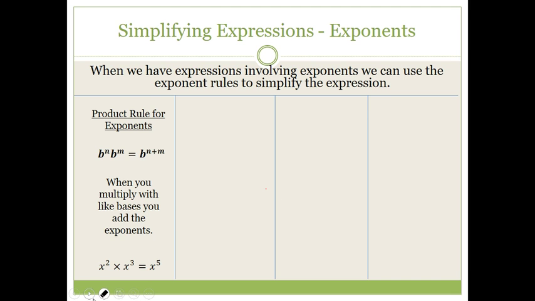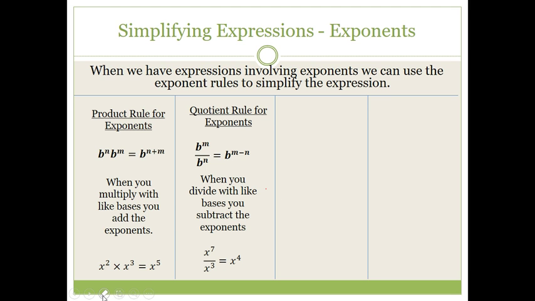The next one we're going to talk about is called the quotient rule for exponents. When we're dividing 2 exponents, like in a fraction, with the same base, we subtract the exponents. So when we're multiplying we add, and when we're dividing we subtract. But remember, this b and this b on the bottom mean that the base has to be the same. If it's an x up here and a y down here, you can't subtract those because they have different bases.